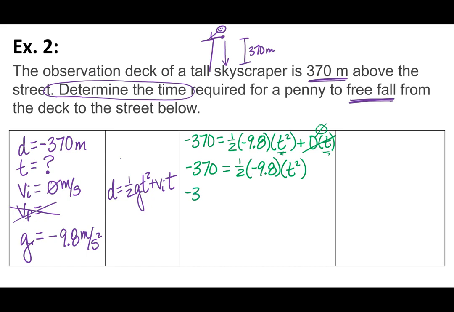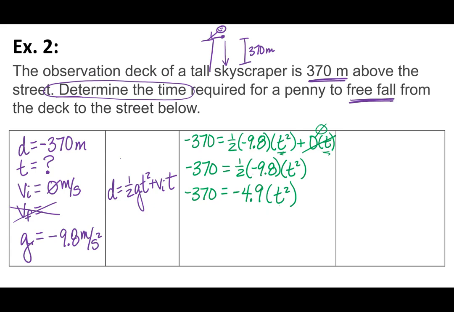All right, the next step I would do is the half of negative 9.8. So half of negative 9.8 is negative 4.9. So you would do 1 divided by 2 times negative 9.8, and you get negative 4.9.